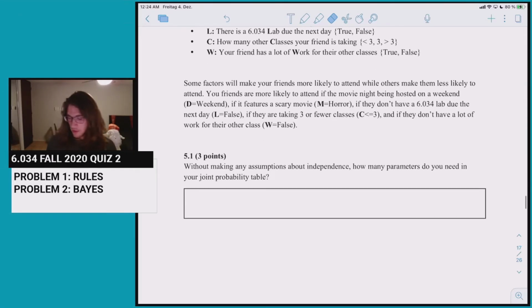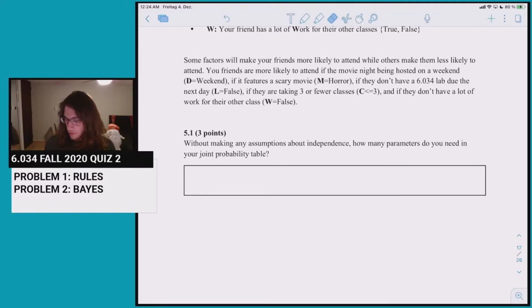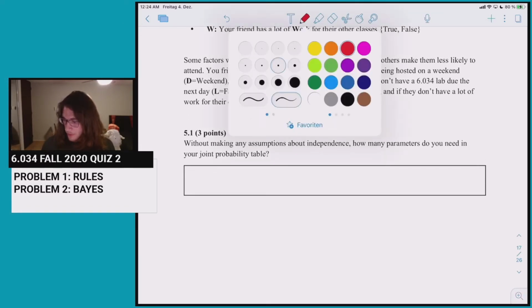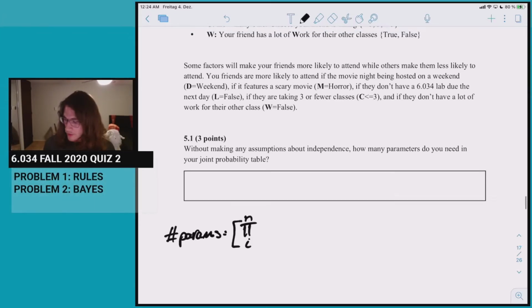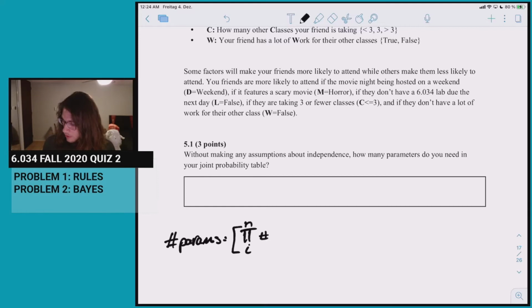And because I can't make any assumptions about independence, let me just write out the formula that would give me such a value: number of parameters. Again, a reminder that this is under no assumption of independence, and I'm taking the product for each of the variables i, so each variable in the probability tables, all n of them, in this case 5 or 6. I'll talk more about that briefly. And what I want is the number of values of i, the number of possible values that it can take, minus 1.